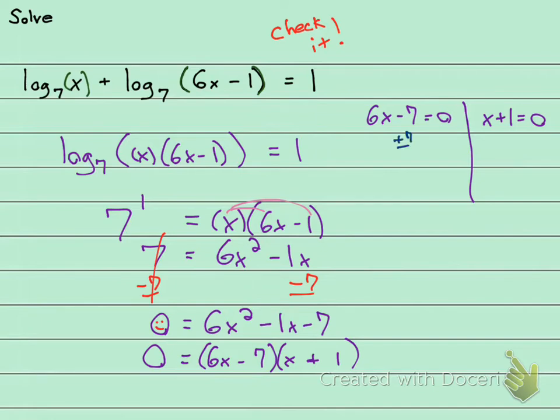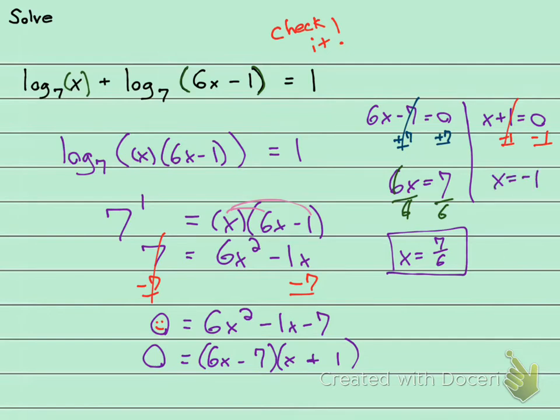Let's add 7 to both sides. That will give me 6x equals 7. One more step: divide both sides by 6. And one of my possible answers is x equals 7 over 6. Over on this side, I can subtract 1, and I will get x equals negative 1. So here are my two possible answers.